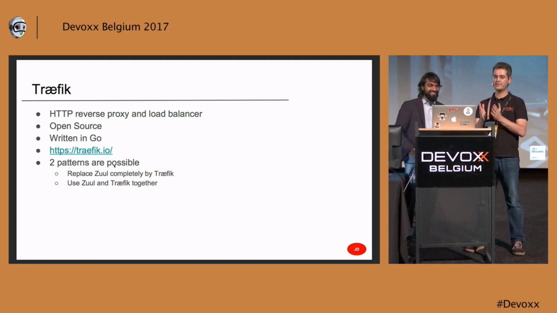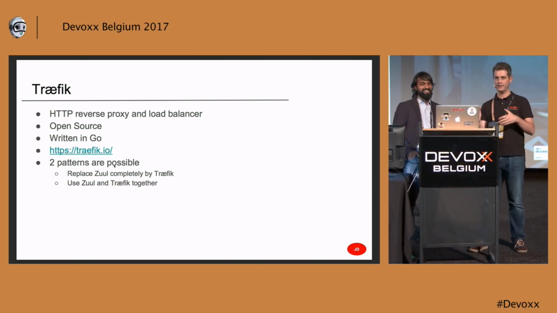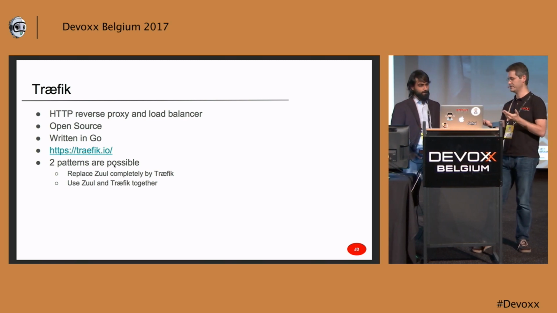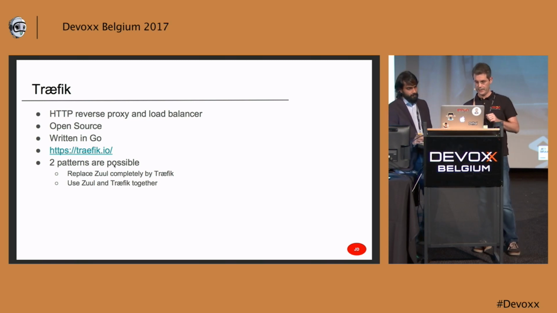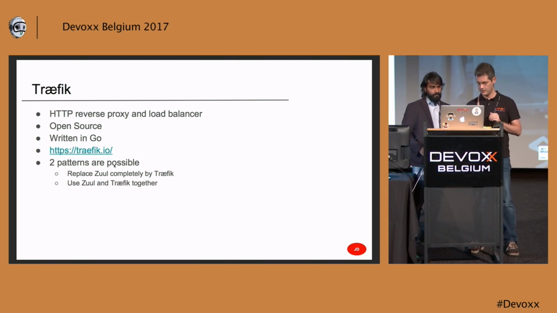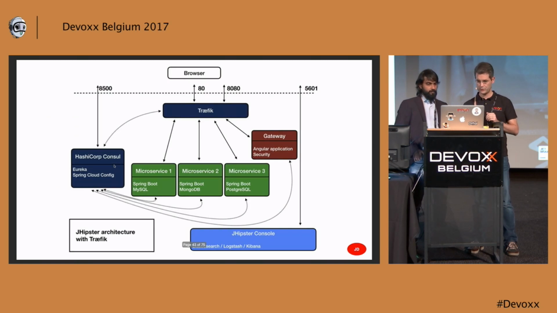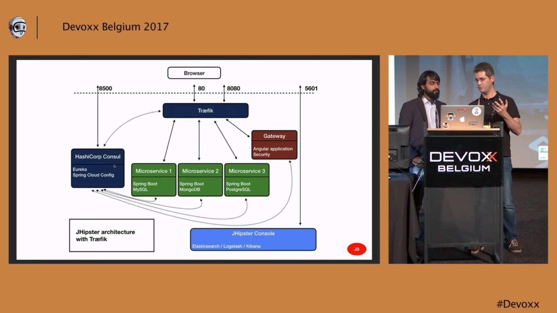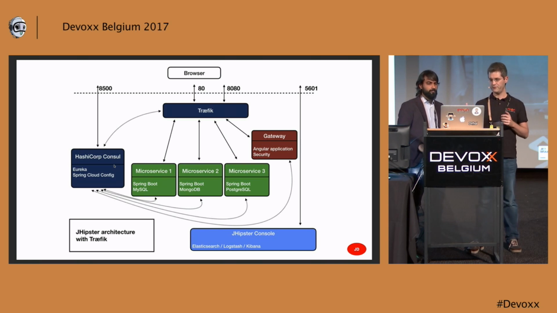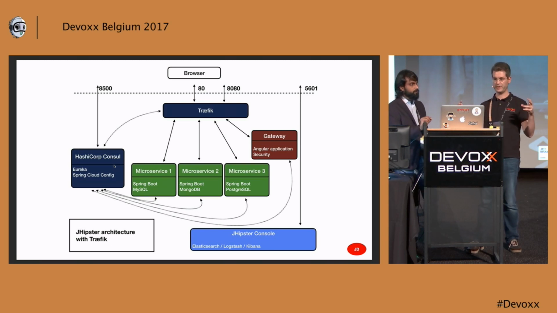It's also, you see, a simple HTTP reverse proxy and load balancer. It does not do API management like JHipster, but it's a very good load balancer and reverse proxy, and it works with Consul very well. That's why the two are linked. And you have two patterns with that when you use JHipster. The first one, let's say the one people think about first, is Traefik replacing the JHipster gateway.